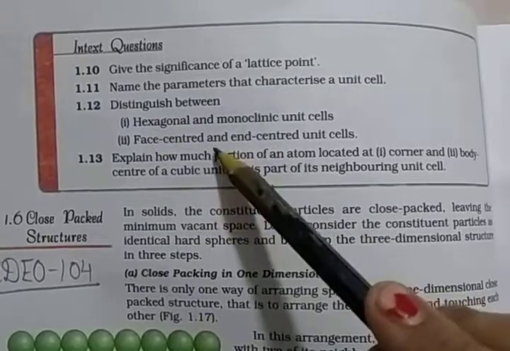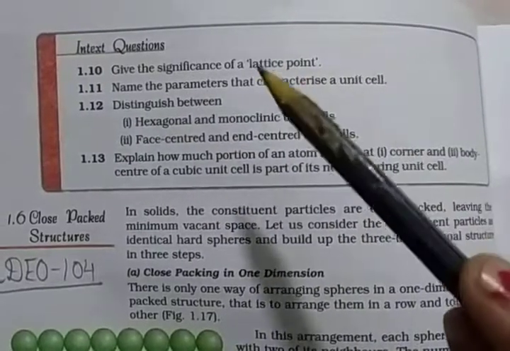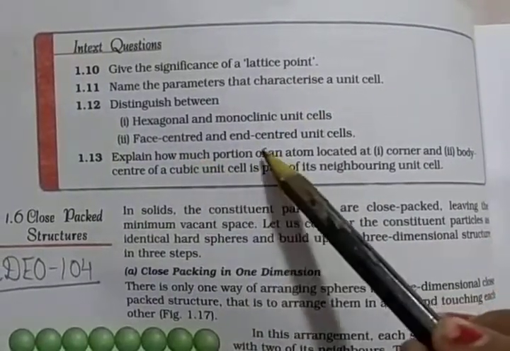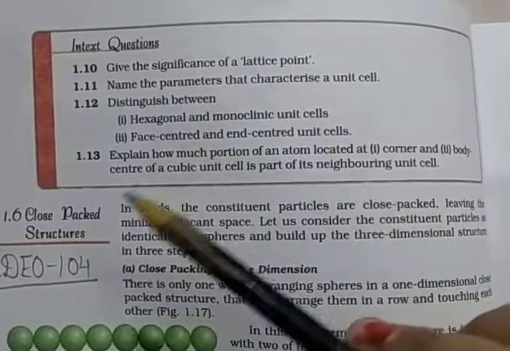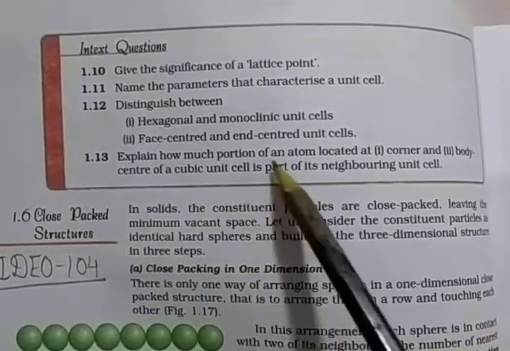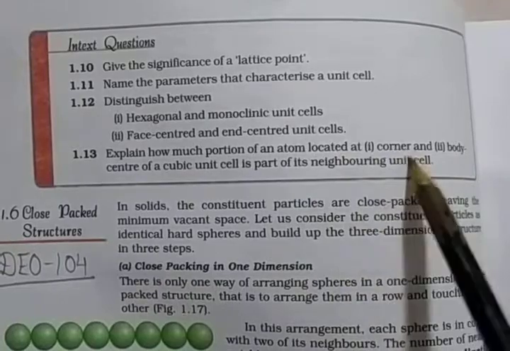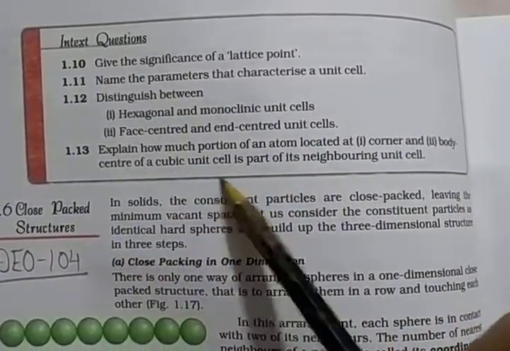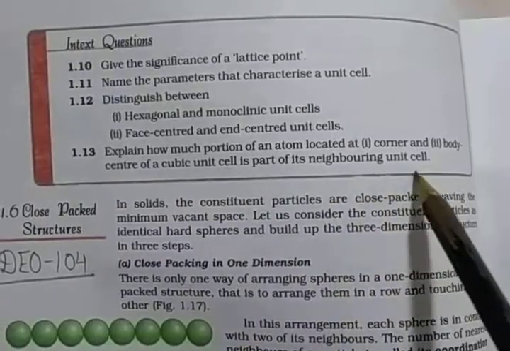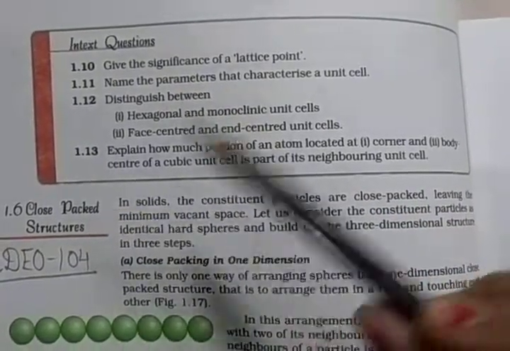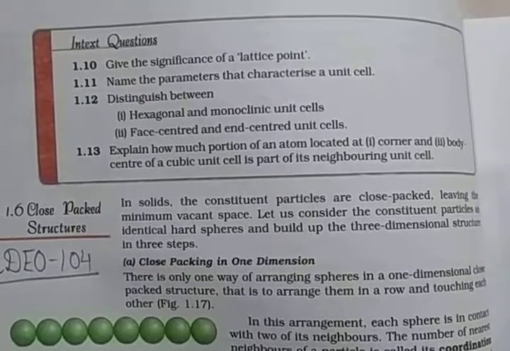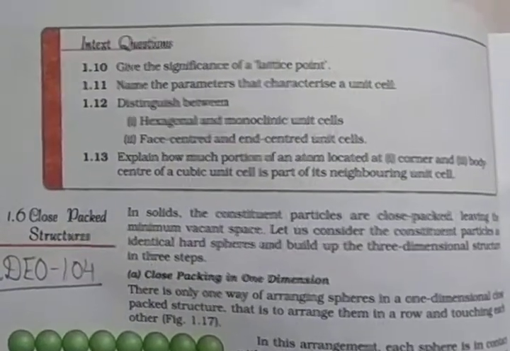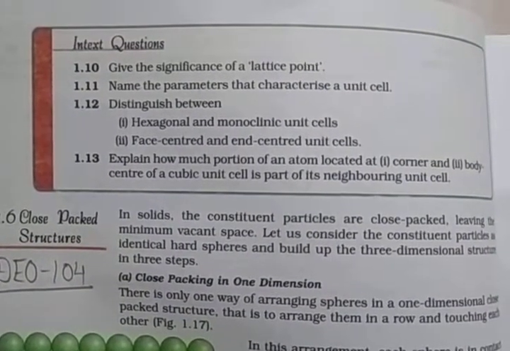I already explained unit cells. Then face centered and end centered unit cells. Then explain how much portion of an atom located at a corner, or at the body center, of a cubic unit cell is part of its neighboring unit cell. These questions are based on the crystal lattice and unit cell. Please attempt these questions.